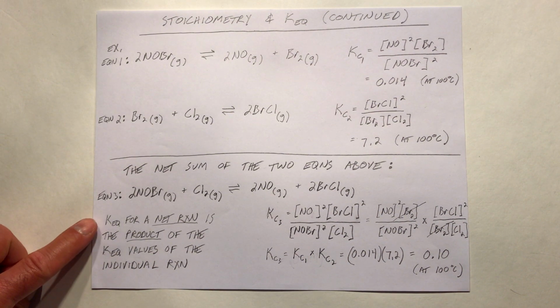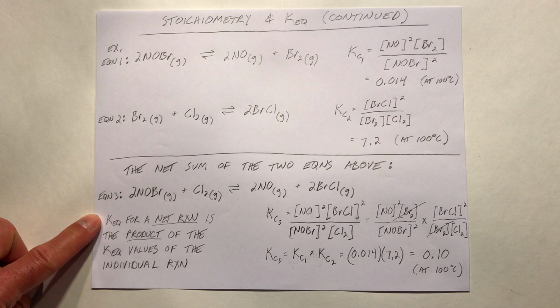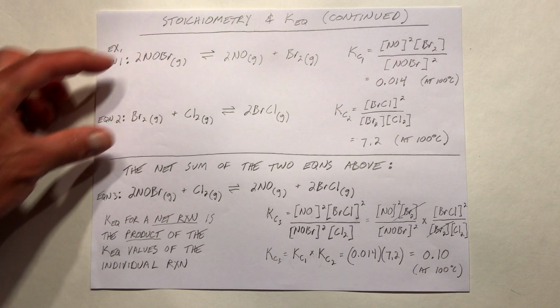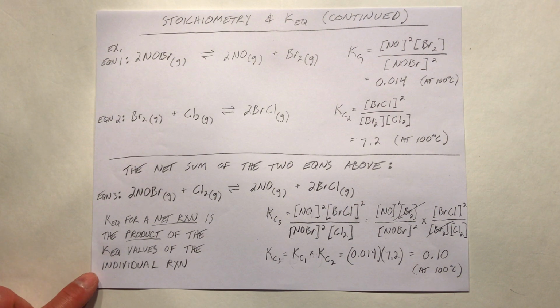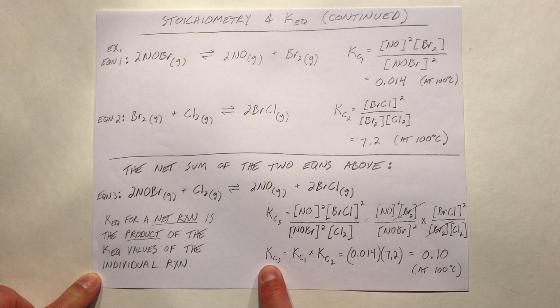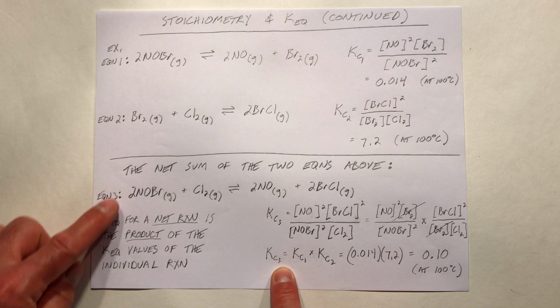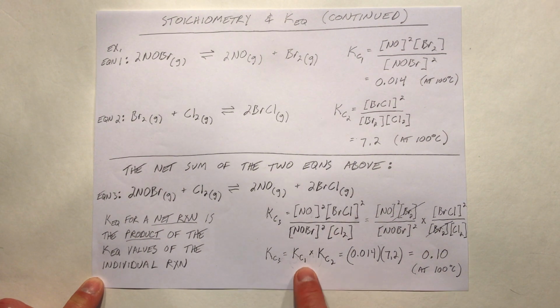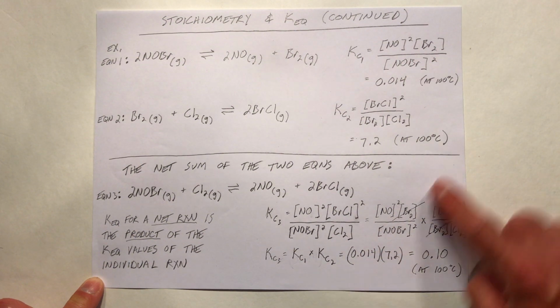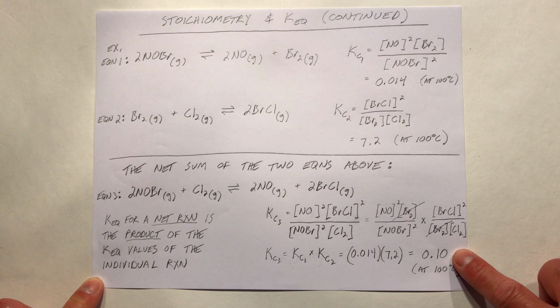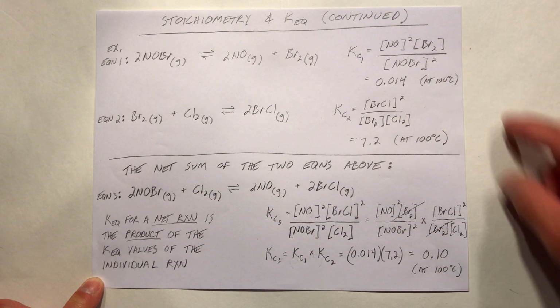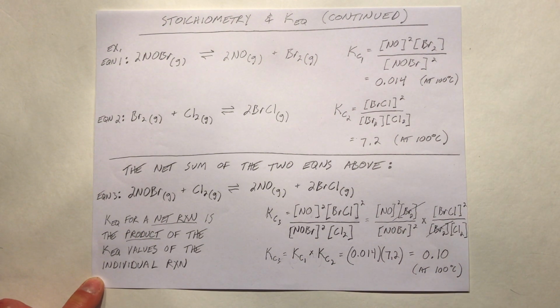So we can say that Keq for a net reaction, in other words, a reaction that's a sum of other reactions, is the product of the Keq values for the individual reactions. In other words, Kc for the third reaction, the net reaction, is equal to Kc from the first reaction multiplied by Kc from the second reaction. Now numerically, 0.014 times 7.2 would give us 0.10. And since these are at 100 degrees Celsius, this would be at 100 degrees Celsius.